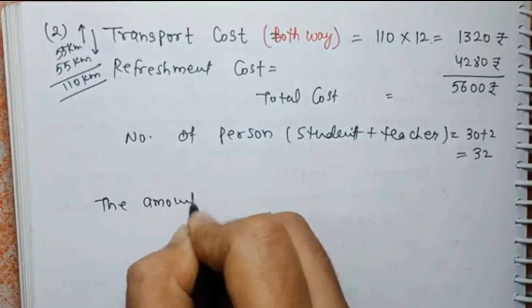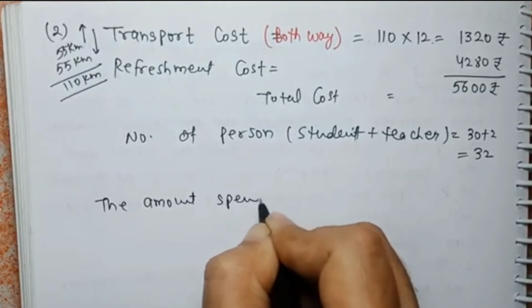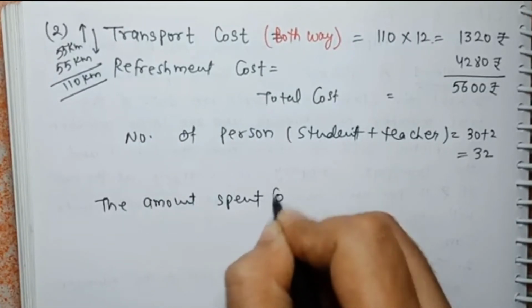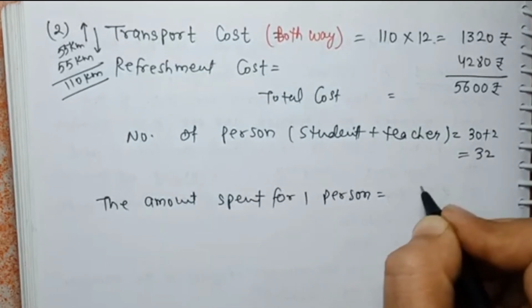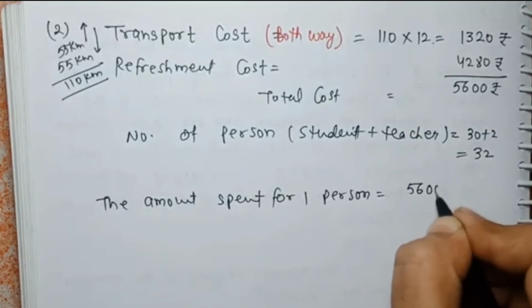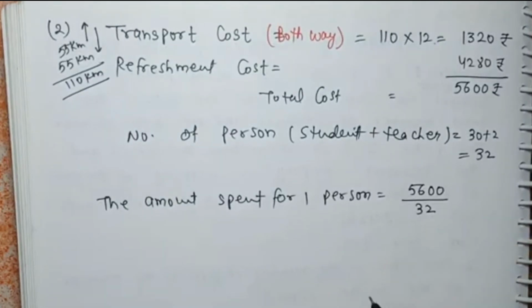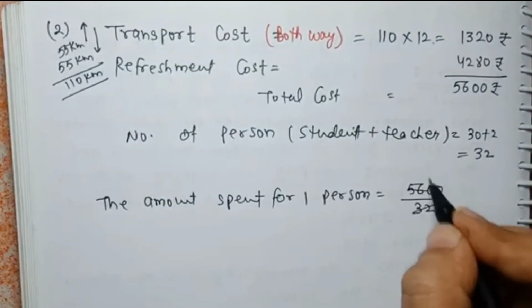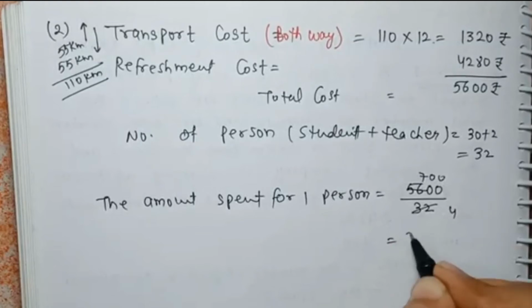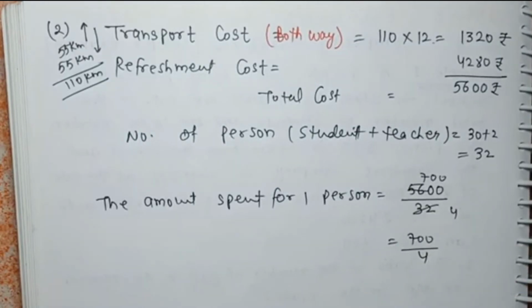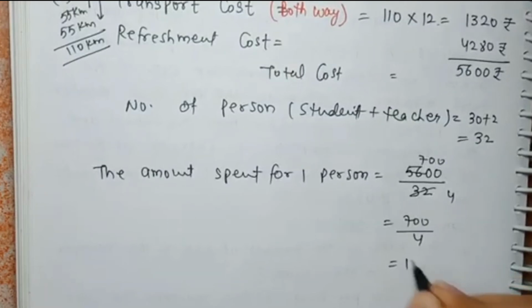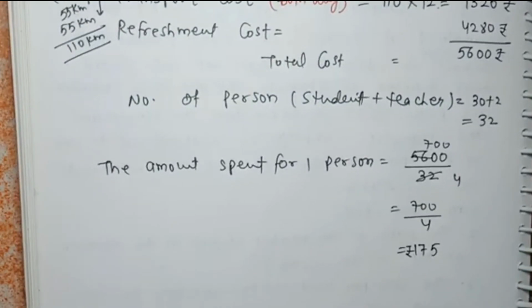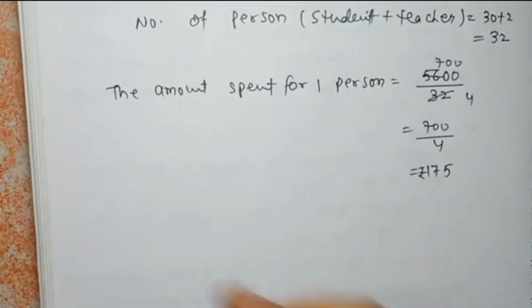Now the amount spent for a person. For one person, how much amount? See, total is 5600 rupees by 32. 8 4s are 32, 8 7s are 56. Here 20. 700 by 4. When you cancel 700 by 4, you will get 175 rupees. This is the amount spent for one person. Okay, this is the solution.